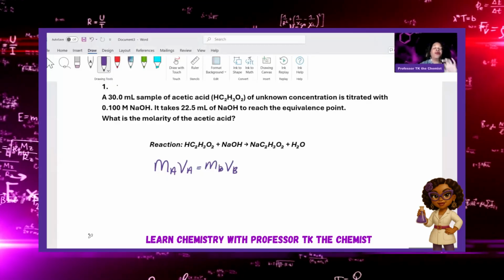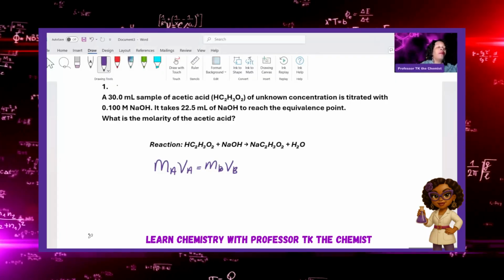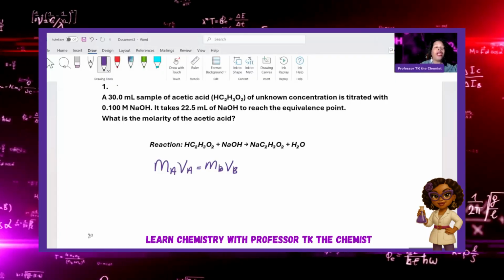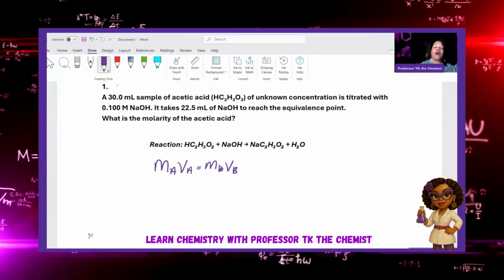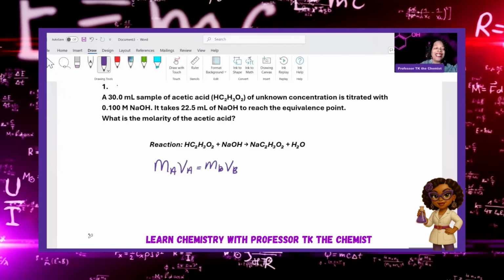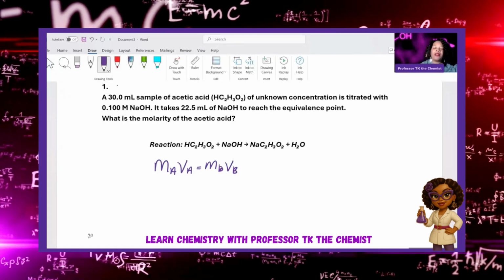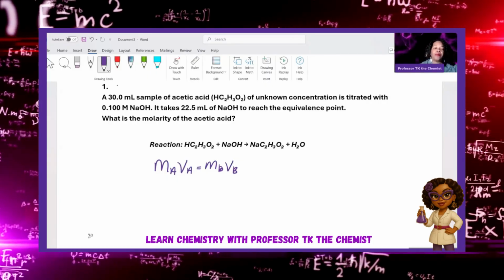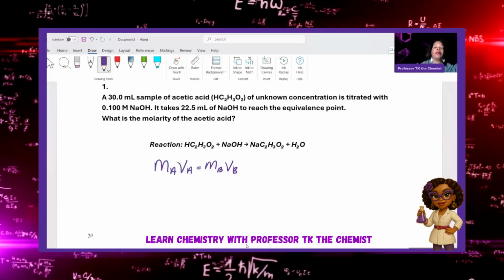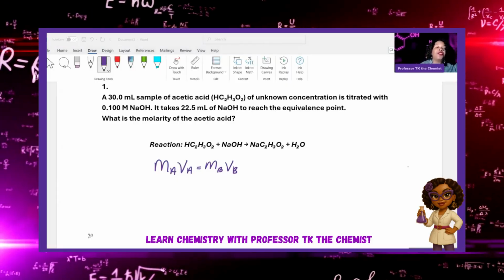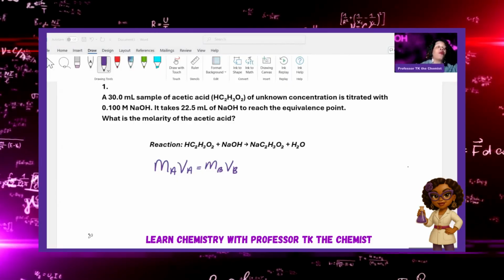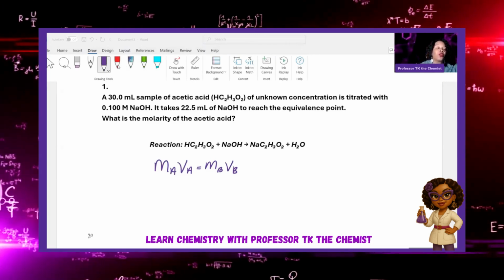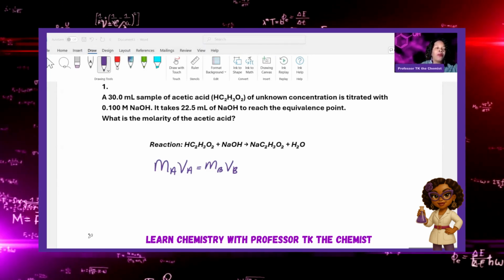Why do we say we can use this particular formula? Well, because when there's a 1-to-1 ratio, you do not have to worry about coefficients. So let's see if this problem is properly balanced. Let's take a moment to make sure. Because this reaction is already balanced, what we're going to do is go ahead and label our chemical reaction.